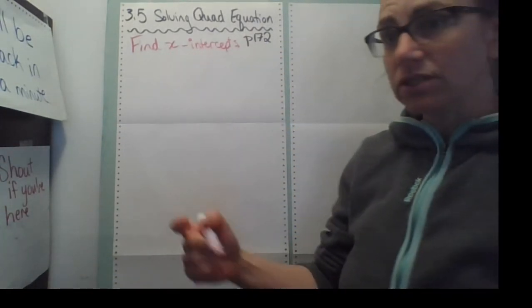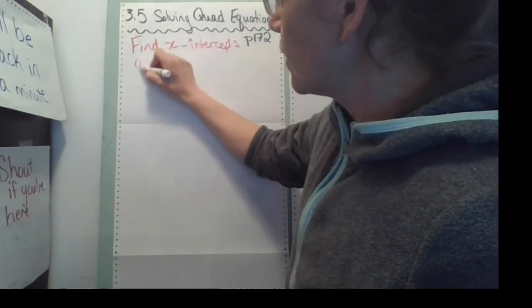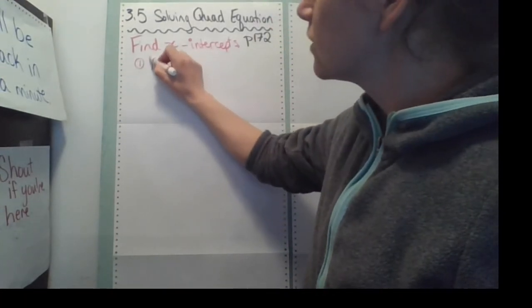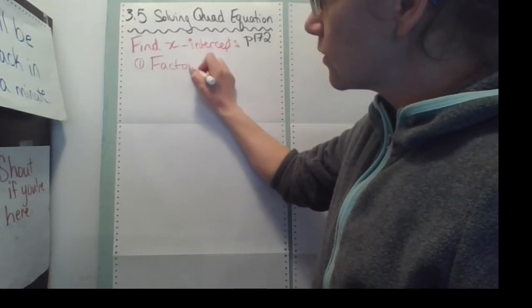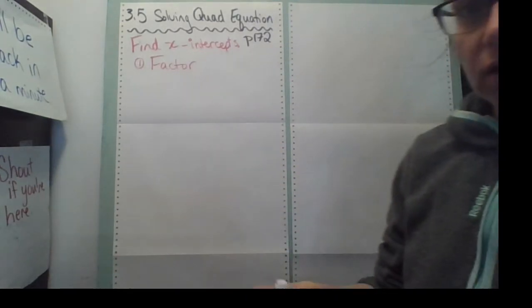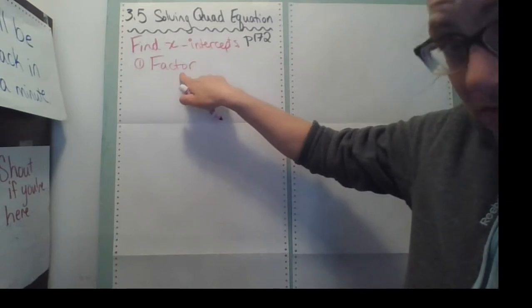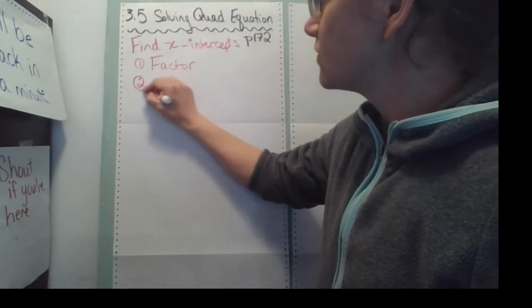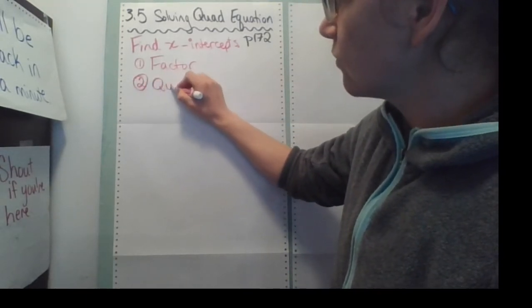We've got different options. One option would be to factor. Another option, because not everything factors, is that we use our quadratic formula.